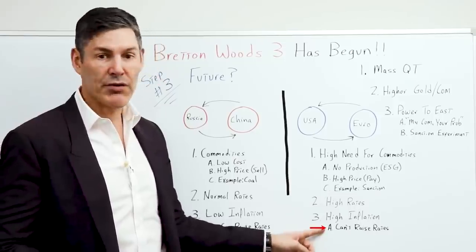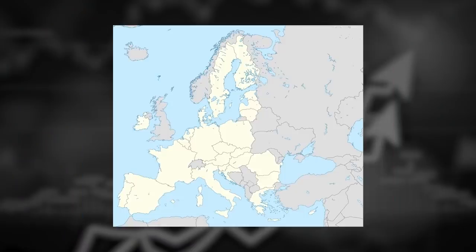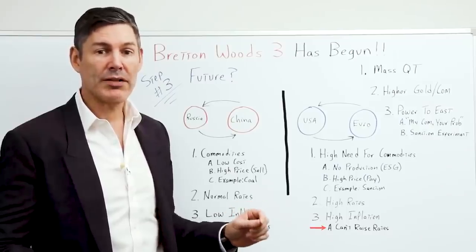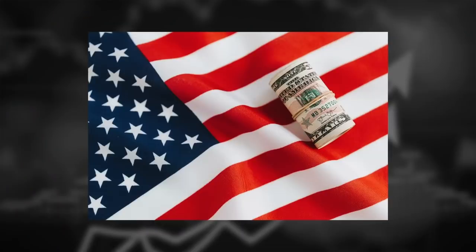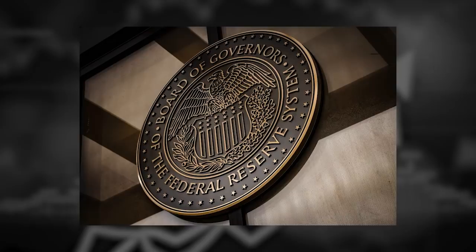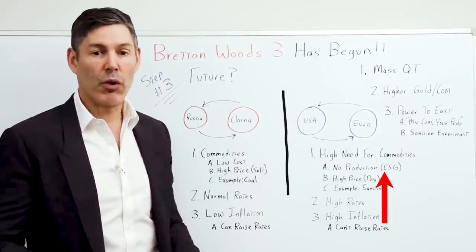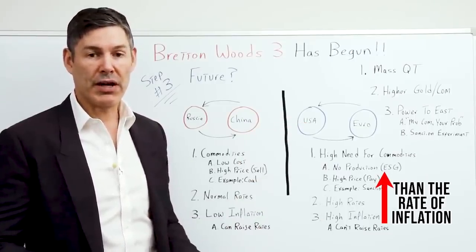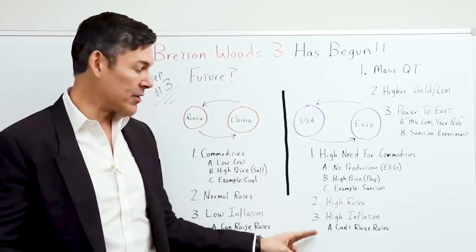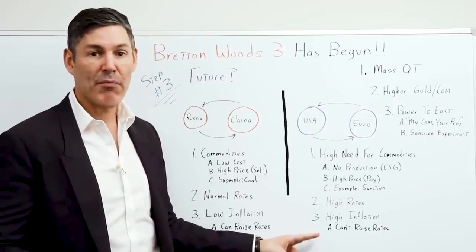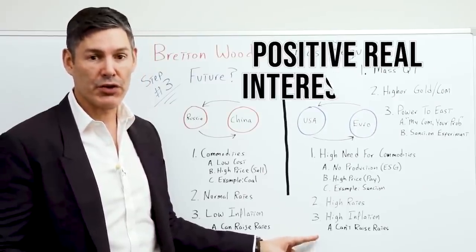And let's remember, in countries like the United States, Europe, and Japan, it's almost impossible for them to raise nominal rates at the front end of the curve, or Fed funds, a central bank, in other words, to raise the rate to a level where it would be higher than the rate of inflation. In other words, it's almost impossible for these countries in the West to have positive real interest rates.